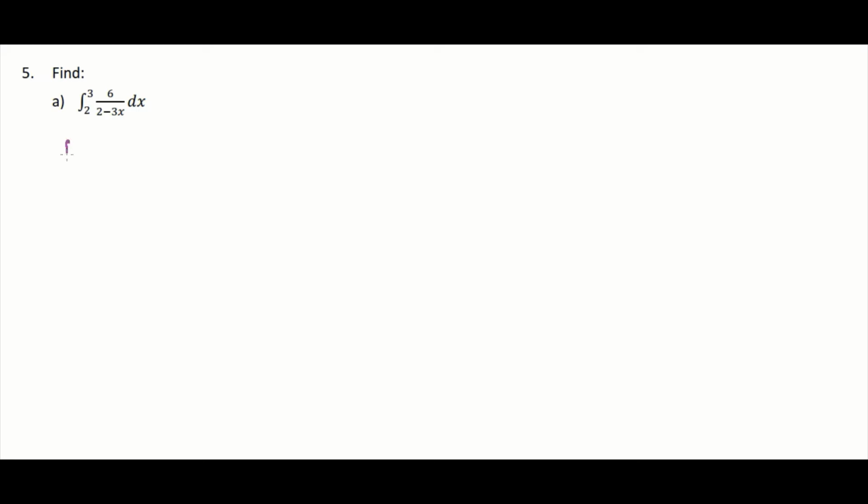Okay, so 2 to 3, 6 2 over 3x dx. Okay, so the same thing, bring out your constant first. So now integrate your denominator and divide it. So in this case, negative 1 over 3. Okay, so the same thing, then natural log for the denominator. All right, and then 2, 3.